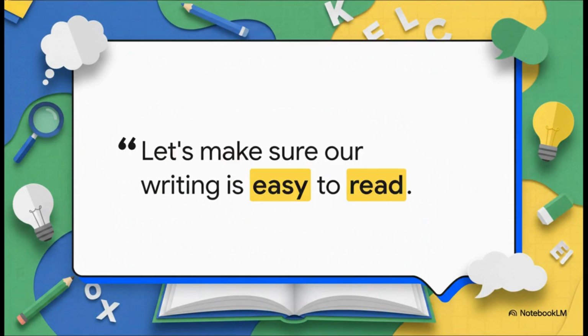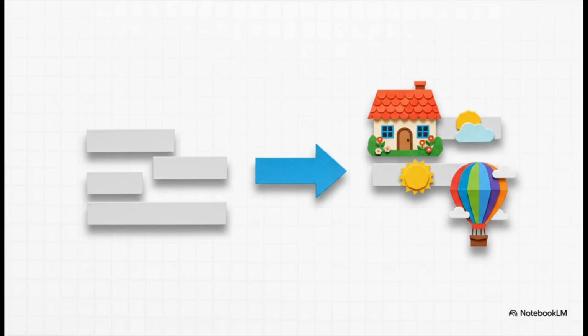And again, we can tie this back to the reader. We're not just editing to be correct, we're doing it to make our writing clear and easy for someone else to actually enjoy and understand. It gives the work purpose. And now for the final step, R for revise.